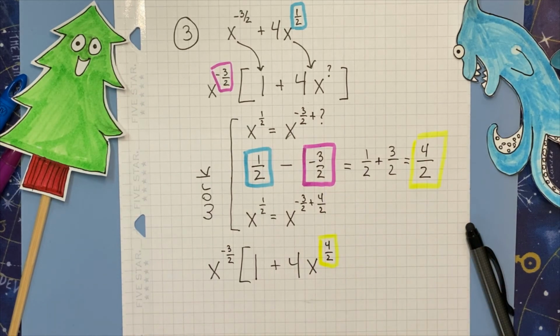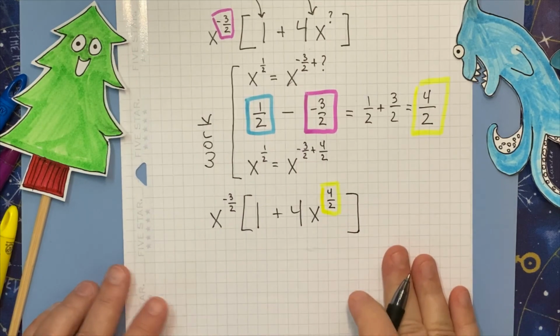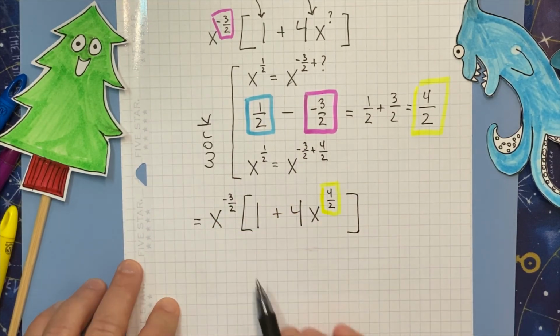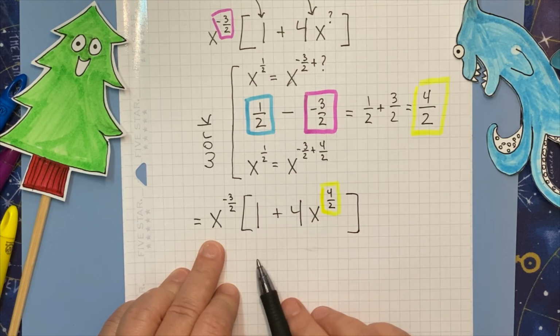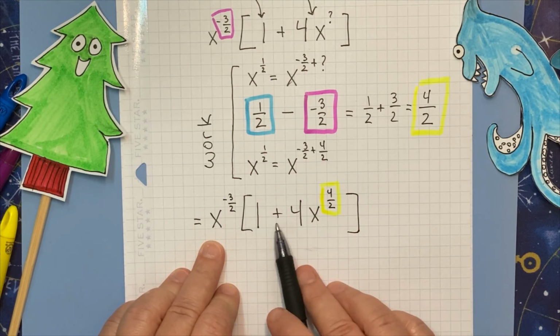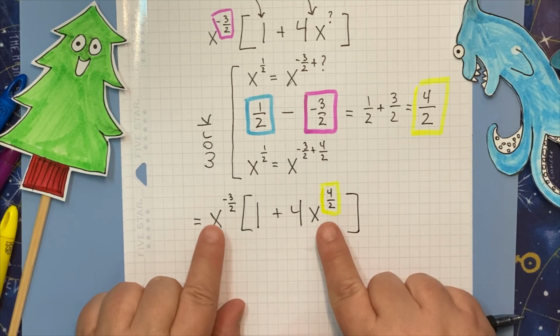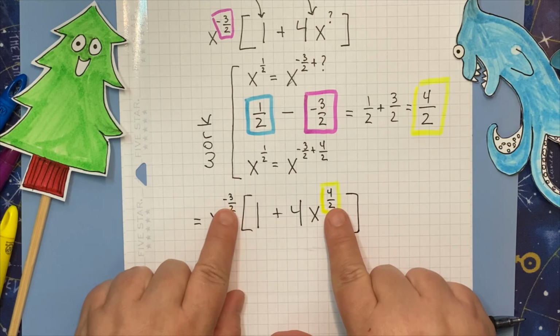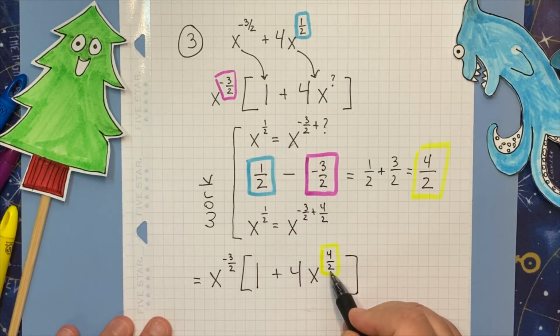And we can check by thinking through the multiplication. X to the negative 3/2 times 1 gives me x to the negative 3/2, plus 4. And then when I multiply these two, when you multiply the same base, you add the exponents. Negative 3/2 plus 4/2 gives us the 1/2 that we need. But 4/2 is just 2.